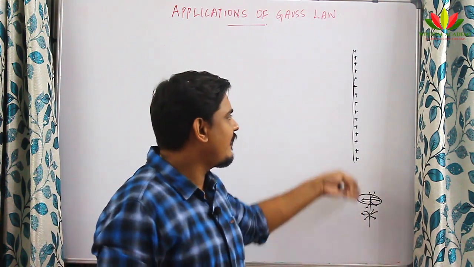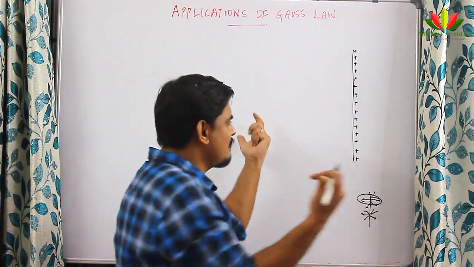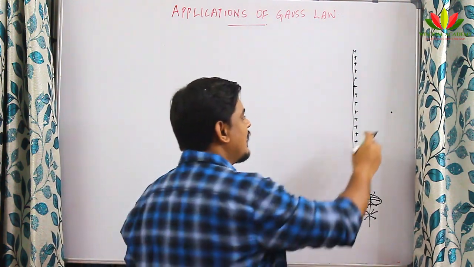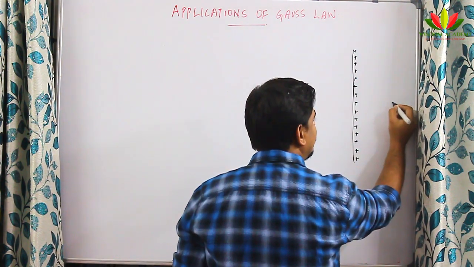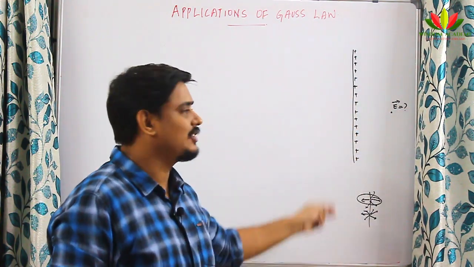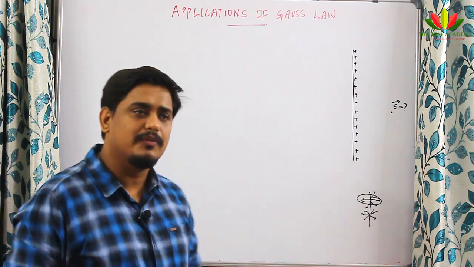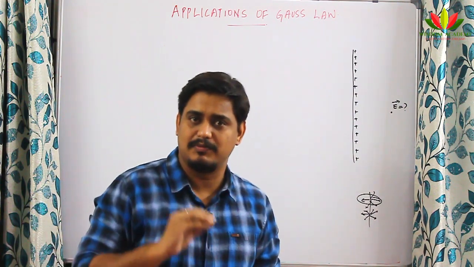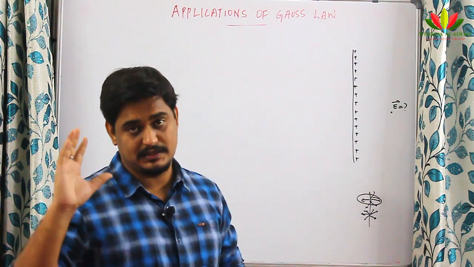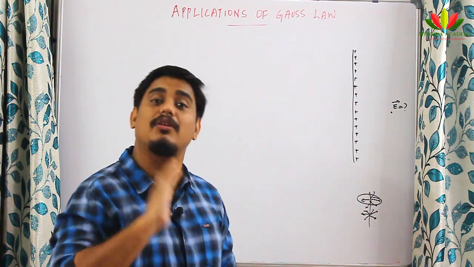So, I have an infinitely long charged wire and I need to find the electric field at one point. Let the point be somewhere here. I want to find the electric field at this point due to the infinitely long charged wire. For finding that, we need to draw a Gaussian surface. Whenever you want to find the flux and you are using Gauss law, you must have a Gaussian surface.